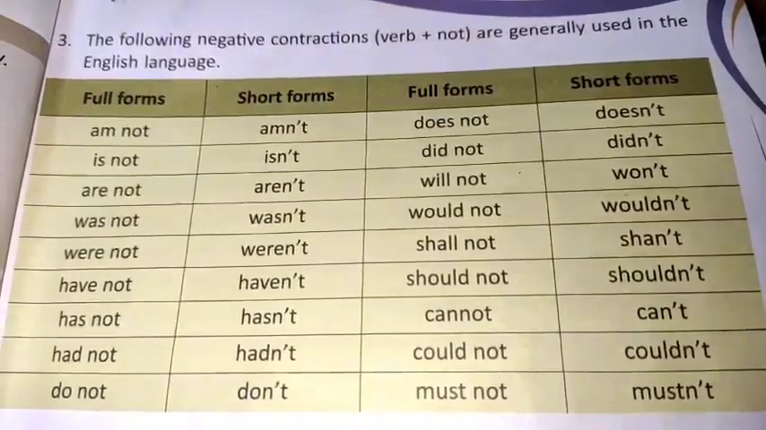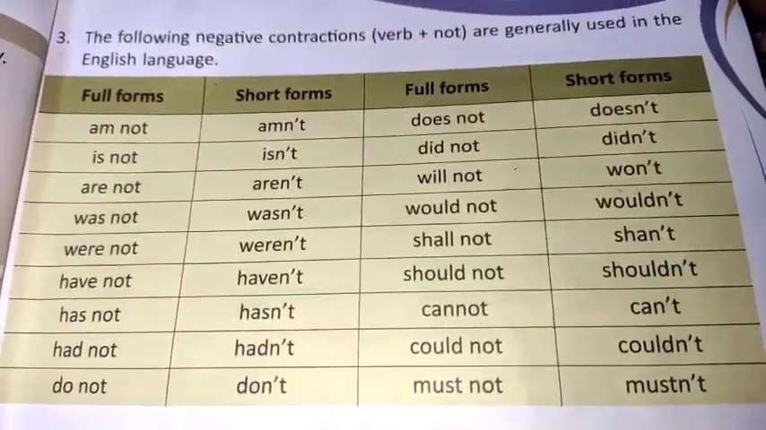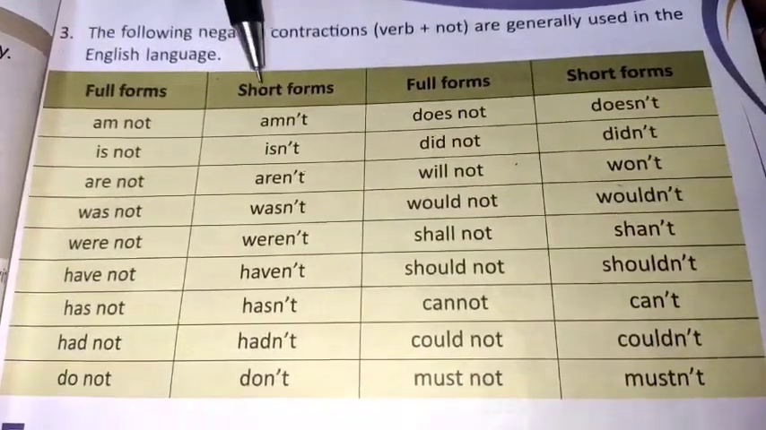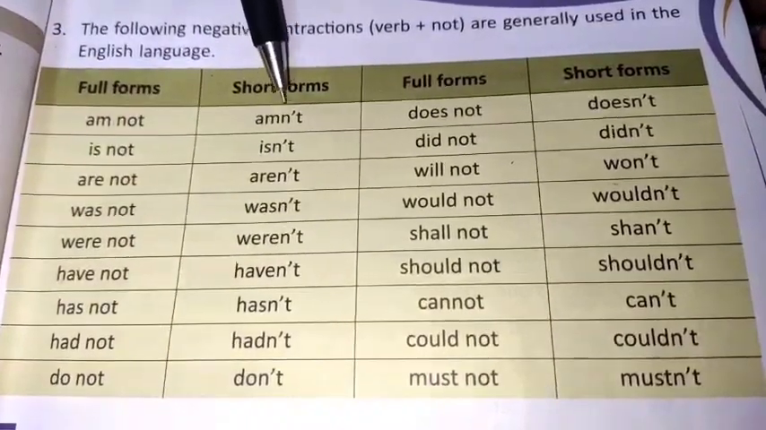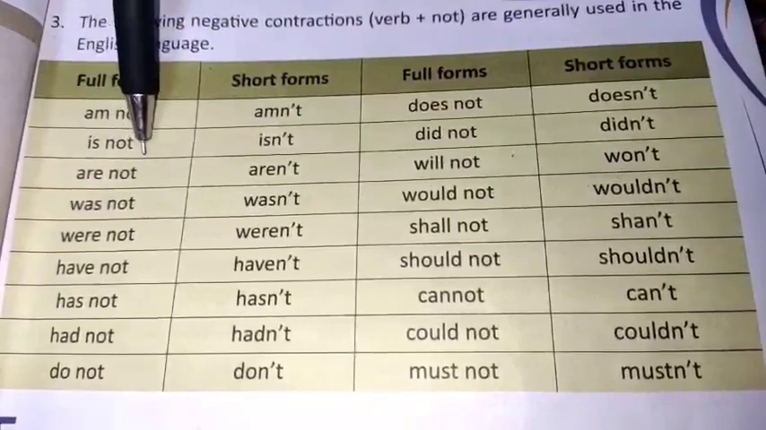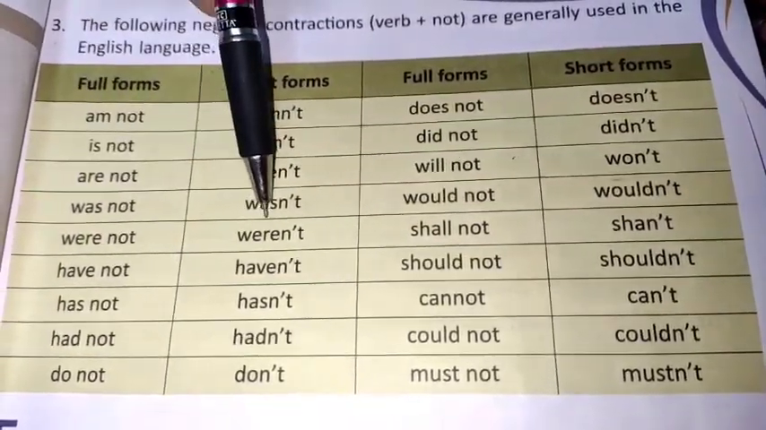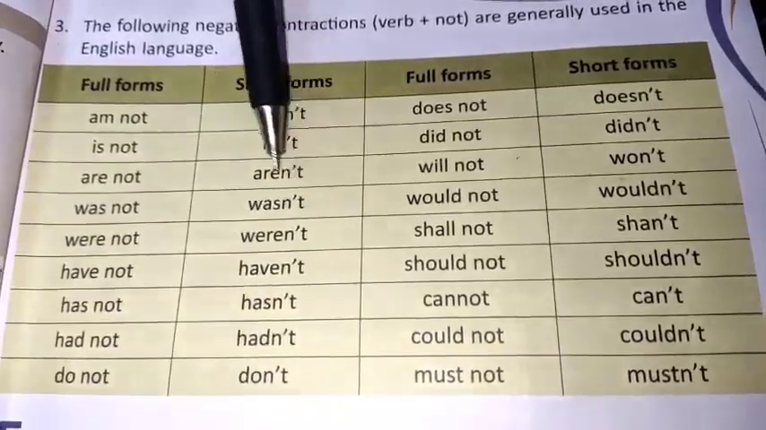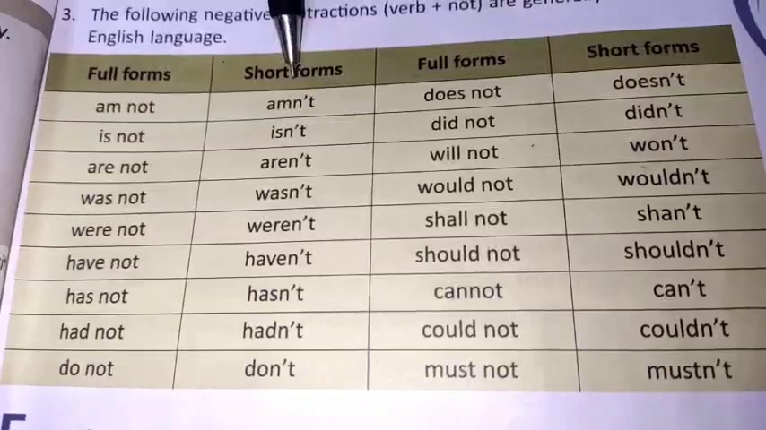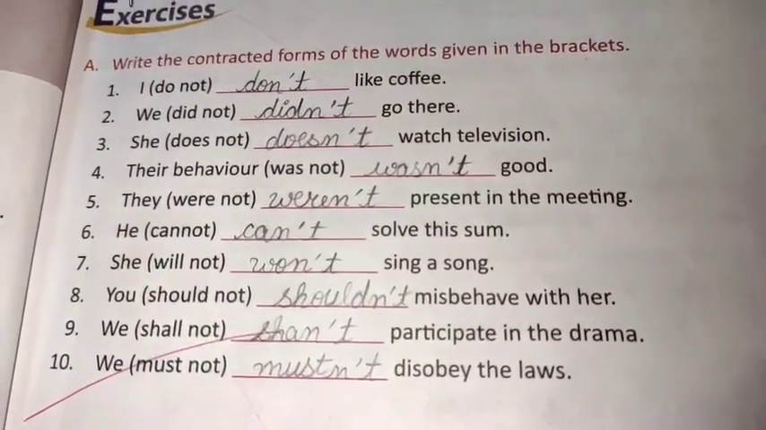And the third rule, the following negative contractions, verb plus not, are generally used in the English language. See the full form, am not, and short form, am apostrophe t. Is not, isn't, are not, aren't, was not, wasn't, were not, weren't. So, children, you should go through this and learn all the short forms. Now, we will do the book exercises.